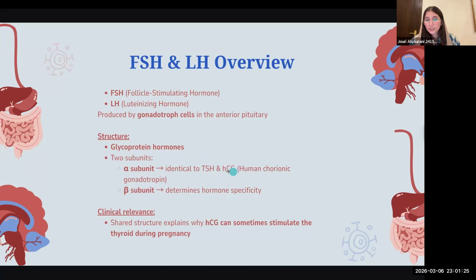Why is it important that it's similar to HCG? Because since FSH, LH, and HCG have the same alpha subunit, this can explain why sometimes we're going to have the HCG stimulating the thyroid during pregnancy when it's not supposed to be doing that. Since they have a shared structure, HCG can sometimes stimulate the thyroid gland during pregnancy, okay?